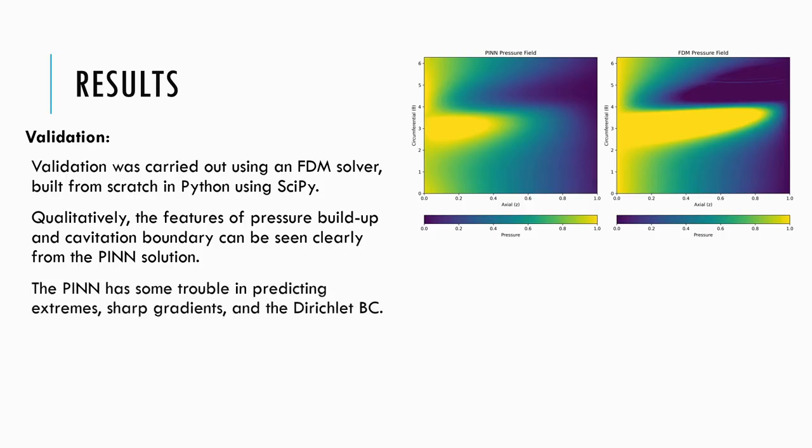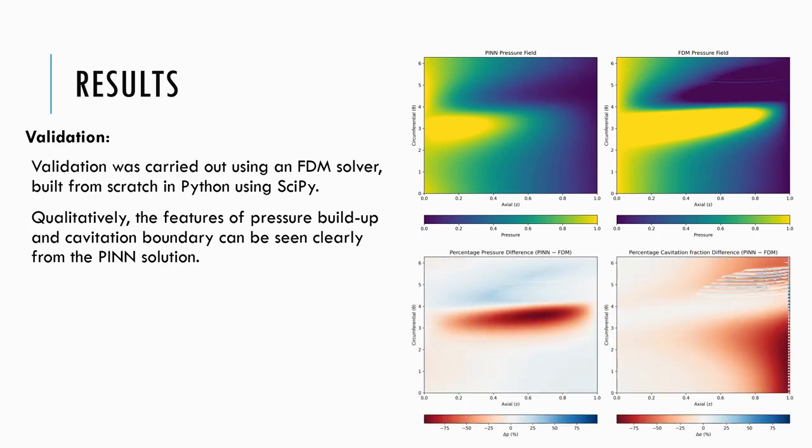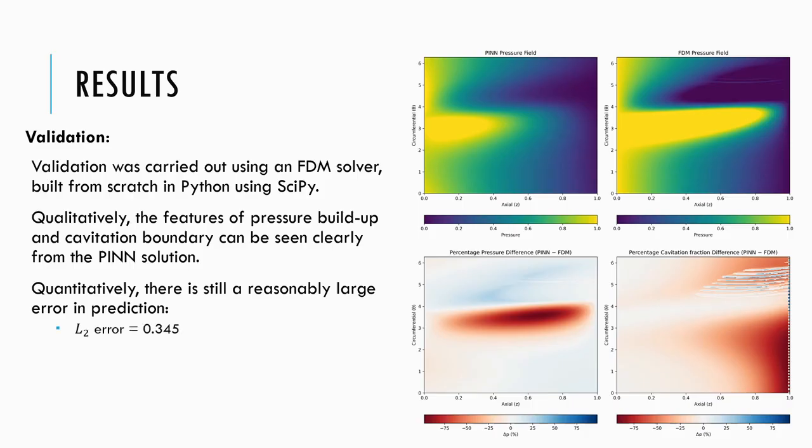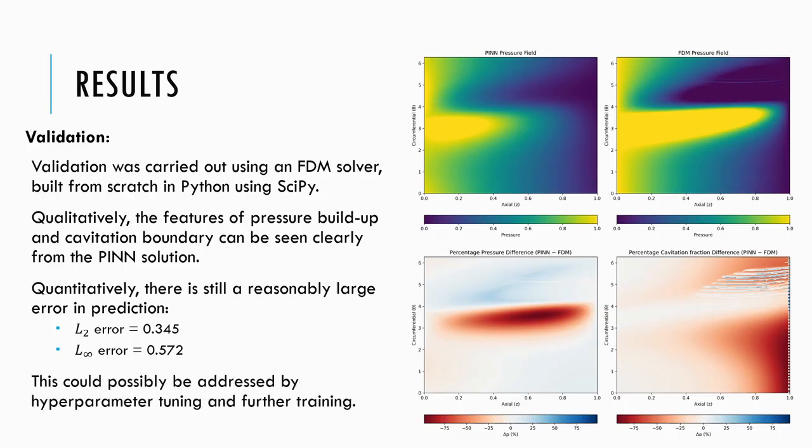However, the PINN still has some trouble in predicting extremely sharp gradients and the boundary condition on the left side of the domain. Quantitatively speaking, there is still some large error in prediction of about 0.345 in L2. This could possibly be addressed by further hyperparameter tuning and better sampling strategy.